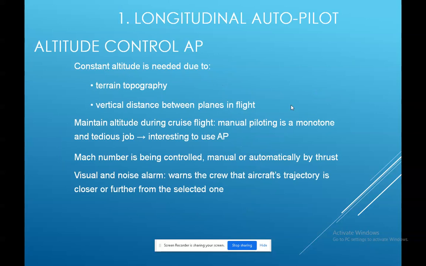Then altitude control. Altitude means height. The vertical distance between the planes in flight will be maintained in an automatic manner. That is controlled and maintained automatically, with a visible and noise alarm which will warn the crew to intervene or take over the control of the autopilot.